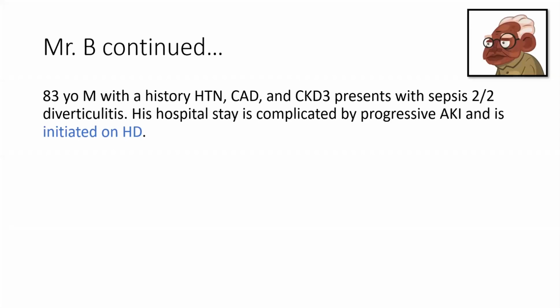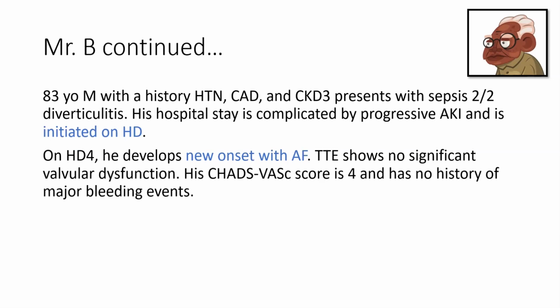All right. Moving back to Mr. B, he was diagnosed with sepsis secondary to diverticulitis after he got a CT scan. His hospital course then has been complicated by progressive AKI and he was started on hemodialysis. On hospital day 4, he develops new onset AFib. The TTE shows no significant valvular dysfunction, and his CHADS-VASc score is 4. He has no major history of bleeding events. How would you manage his AFib?